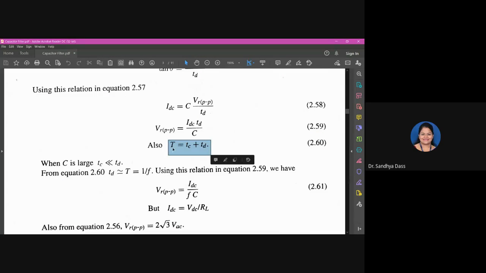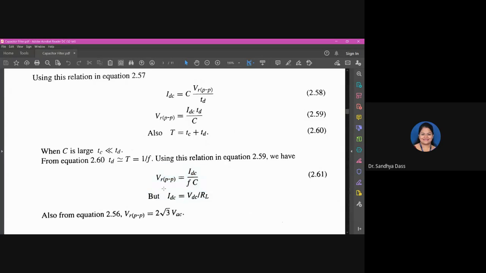So the time period T you can substitute with 1 by F, which is the reciprocal of the frequency. Okay, substitute that in the above equation. Replace TD with T, which is 1 by F. So VRPP will be equal to IDC by FC. IDC, we know, is nothing but the output current, which is the ratio of V by R, that is VDC by RL.